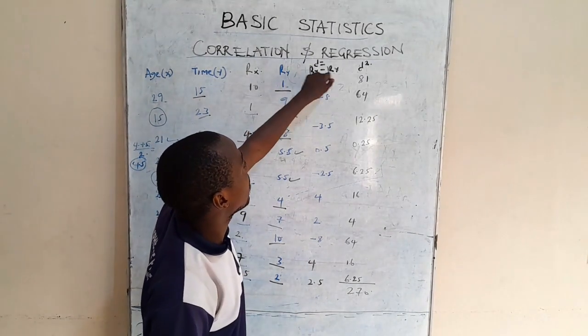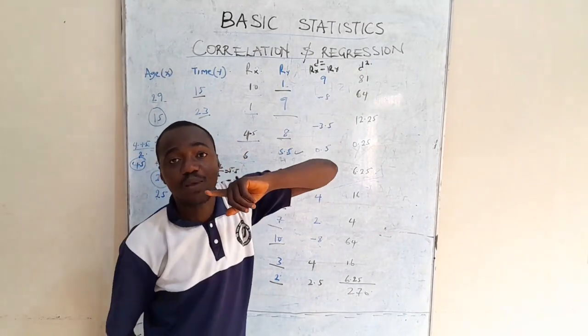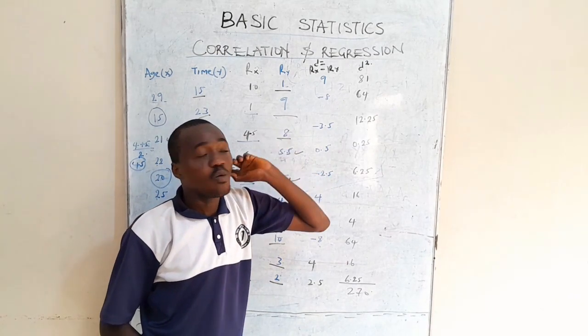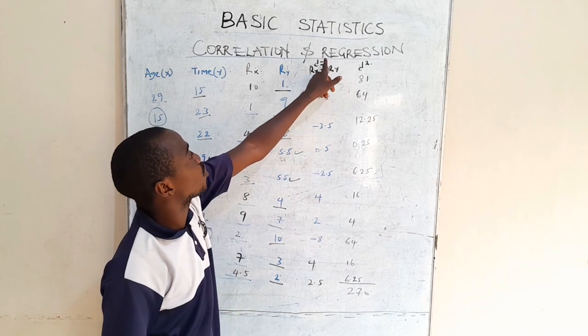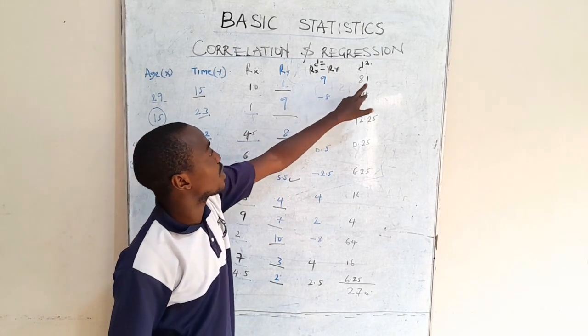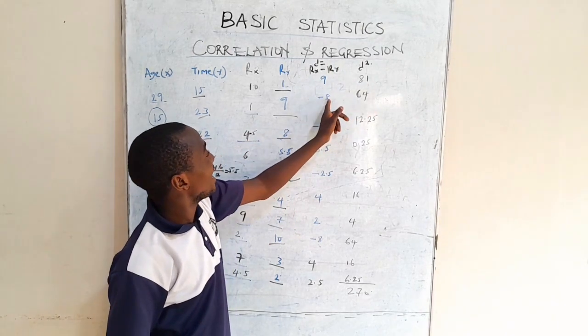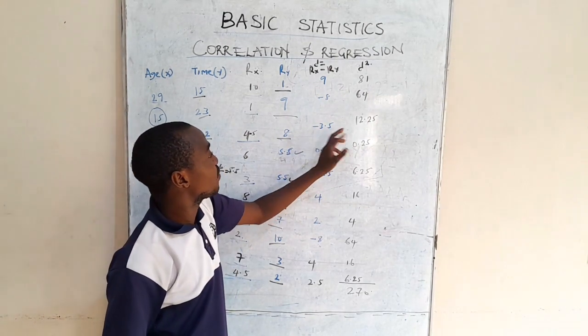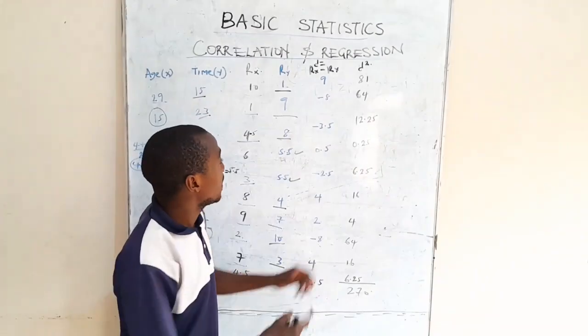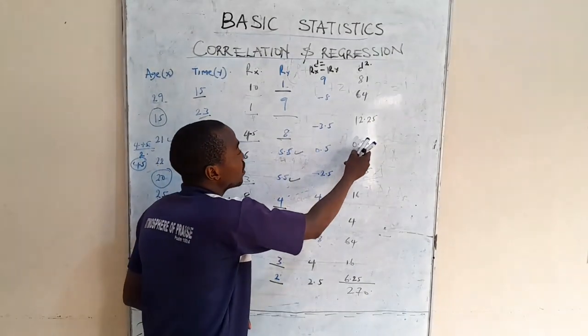Square this. That's why we have this square. Remember from our Spearman Rank formula, we have 1 minus summation. We have 1 minus what? 6 summation d squared. Now we're going to square this. When you square 9, we're going to have 81. So when you square 8, we're going to have 64. Then when you square 3 minus 5.5, we're going to have 12.25. When you square 0.5, we're going to have 0.25.